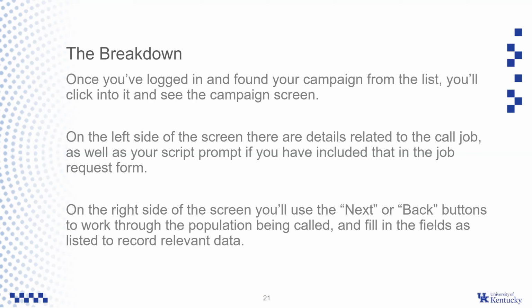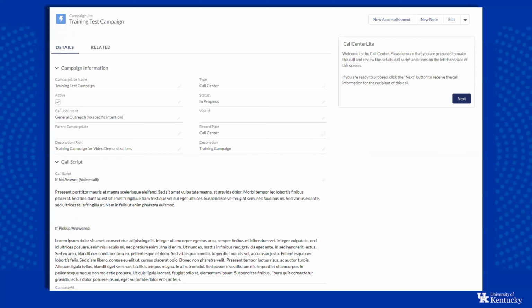And on the right side is a super simple and easy to navigate button that allows us to click through the population and identify those folks that are being called. So this is what the campaign screen would actually look like. You've got a couple of sections here.